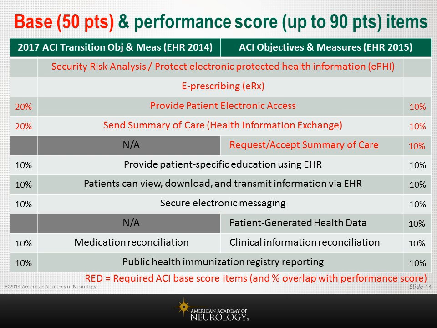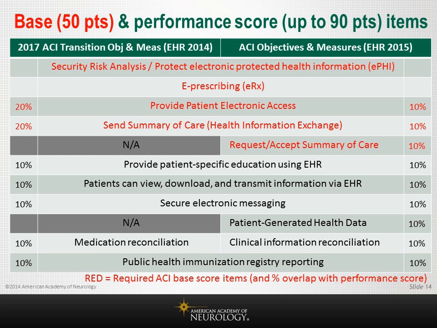This slide is busy, but it's identical to the previous 2 slides I showed, just put together. This shows in one place all of the base and performance scores we have discussed up till this point. In red on top are the base scores that are required to get your 50 points. And you can clearly see the overlap with the 7 to 9 items following down below, with the 20% to 20% items on the left, 10% items on the right.